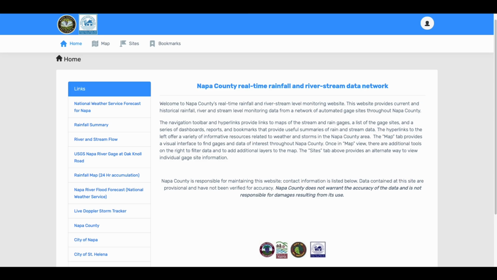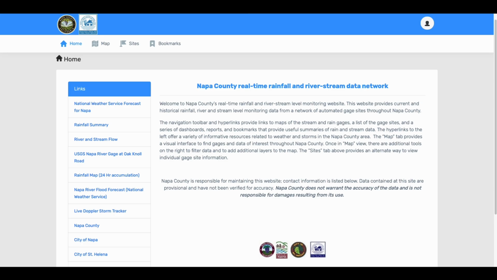Today, I'm going to show you how to check the water levels in Hopper Creek. To begin, please open your internet browser of choice to napa.onerain.com. Napa OneRain is a real-time and historical view of the Napa County rainfall and river stream network that collects and displays water level data from a network of automated sensors throughout Napa County.